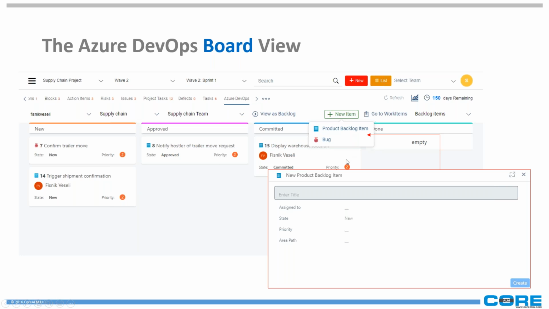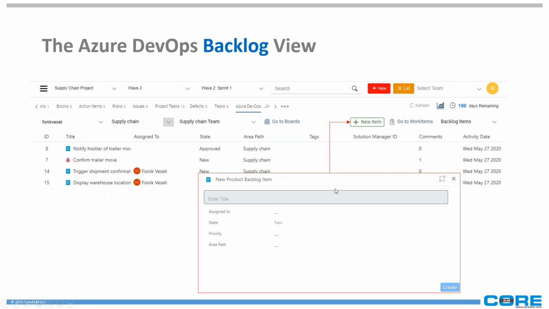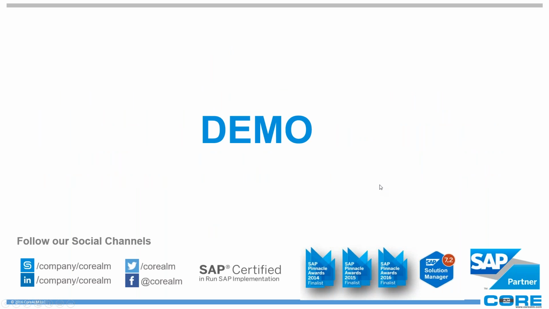So if you need to create a new product backlog, or if you need to create a bug directly within Azure DevOps, you can do that within our Scrum board. In addition to that, if you just need to create a new item within the board, you can create a new backlog item from this button in here to Azure DevOps.